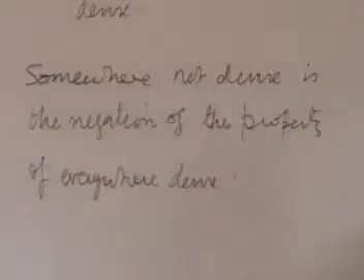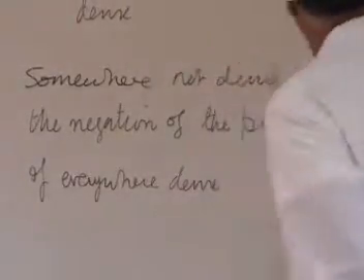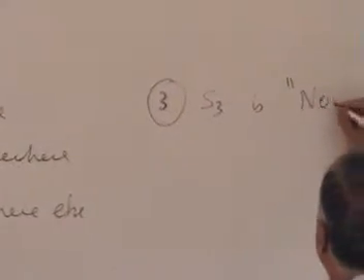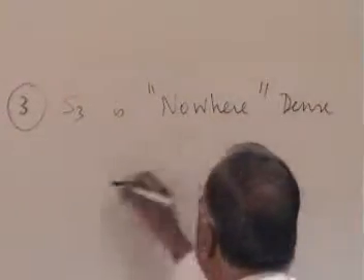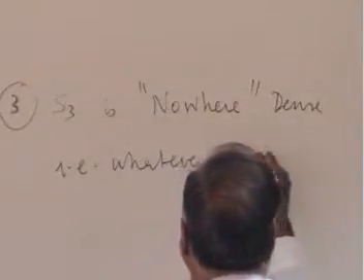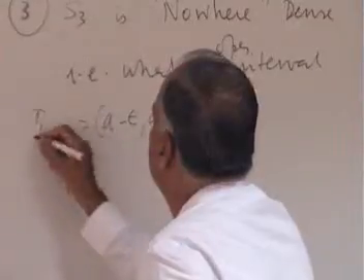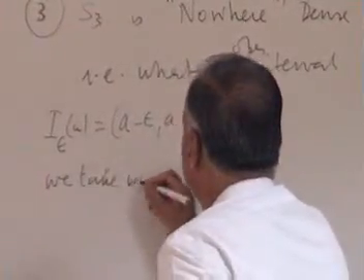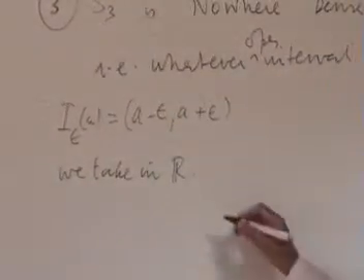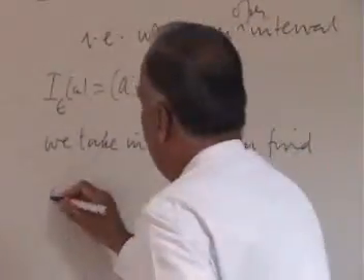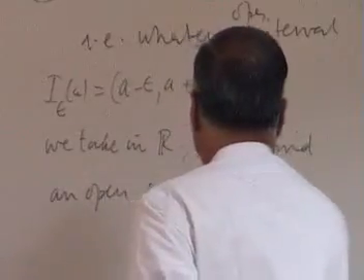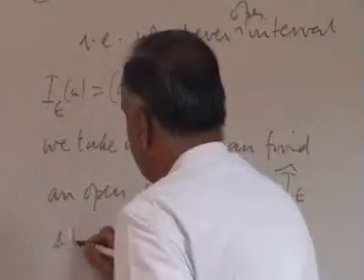So now the third one, S3, is nowhere dense. Whatever portion you take, you can always find a sub portion which avoids integers. That is, whatever open interval, a minus epsilon, a plus epsilon, we take in R, we can find an open subinterval such that it has no points of S3.